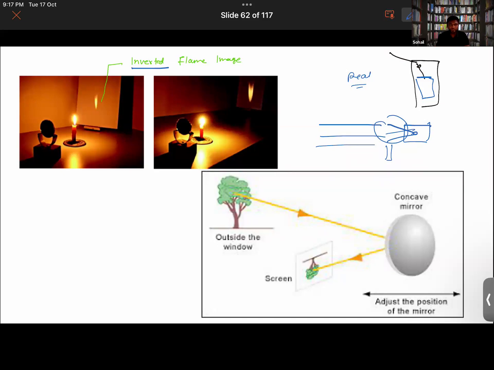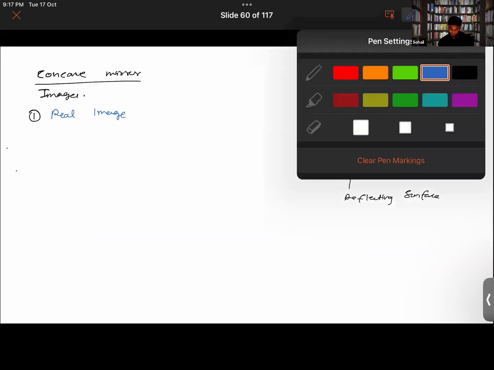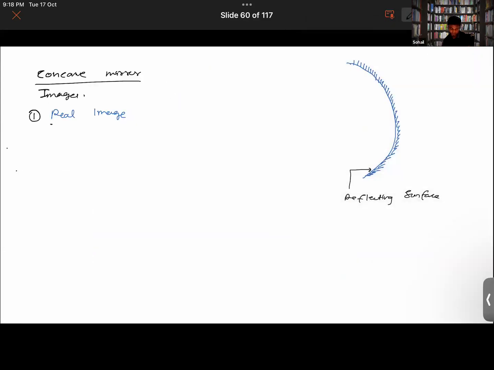Yes, it's clear. Okay, now back to what we were talking about, that is the concave mirror. So we consider the image formed by it as a real image because it can be obtained on a screen. Then I said that the image formed is inverted.